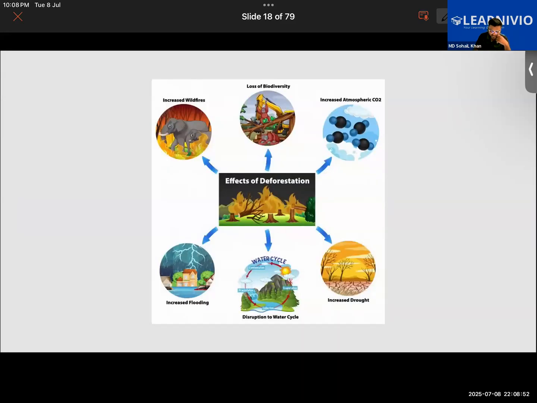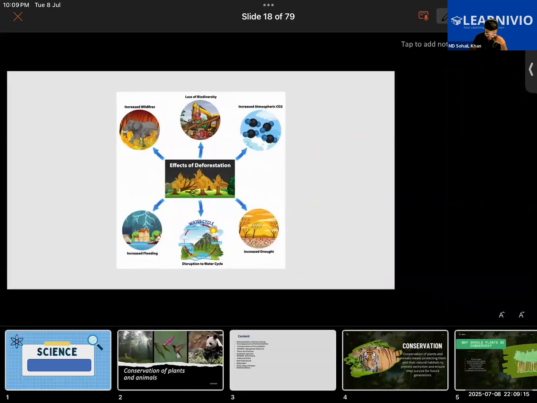Now in this image, in this mind map, you can see some of the consequences or effects, same thing. Like loss of biodiversity, increased atmospheric carbon dioxide gas, wildfire. It can even lead to flooding in that area. It will disrupt the water cycle. It will lead to drought. It will cause desertification.